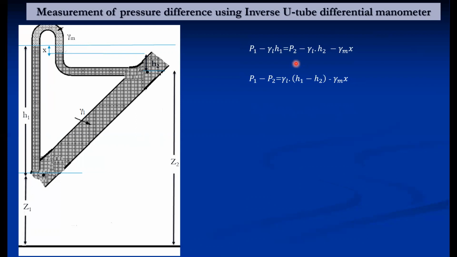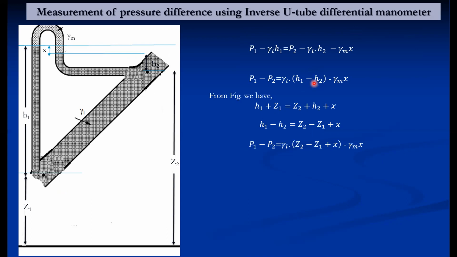Then P1 minus P2 is equal to gamma L into bracket H1 minus H2 minus gamma L. From the figure we can say H1 plus Z1, corresponding to this point, is equal to Z2 plus H2 plus X. So instead of H1 minus H2, we can put Z2 minus Z1 plus X. So instead of this, we can put this on the figure. So P1 minus P2 is gamma L into bracket Z2 minus Z1 plus X minus this.